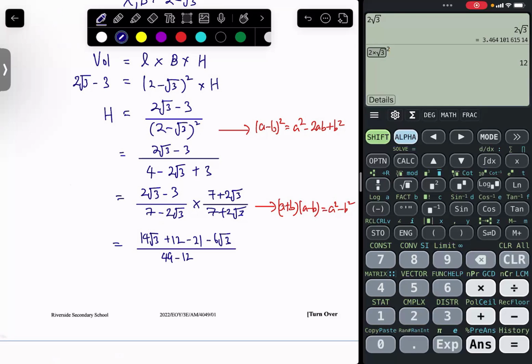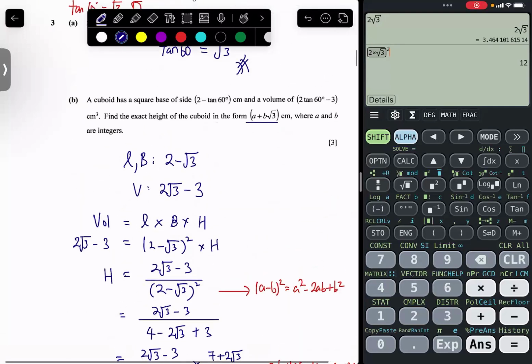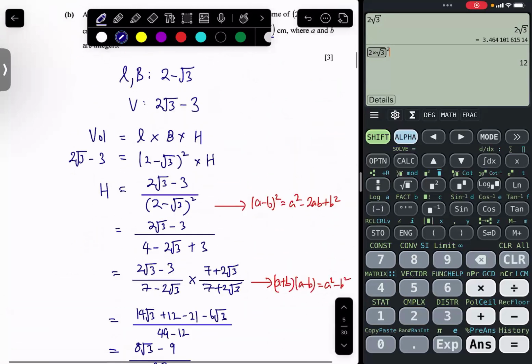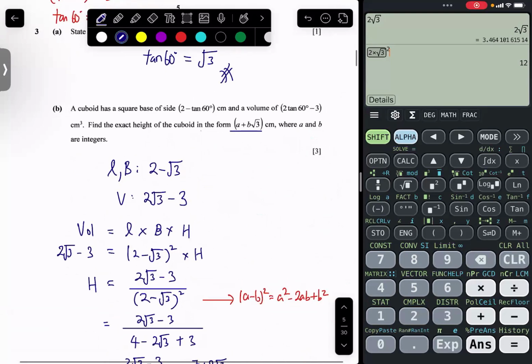Okay, so we'll have 14 minus 6 root 3, that is 8 root 3. Okay, 12 minus 21, that is minus 9 over 37. Okay, wait, let me check. Did I do anything wrong?